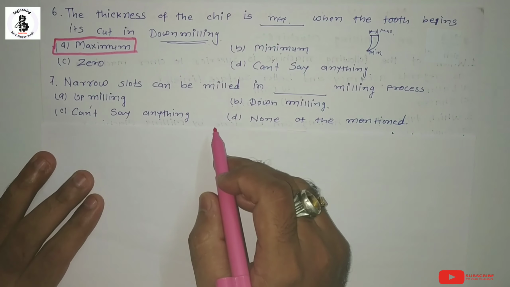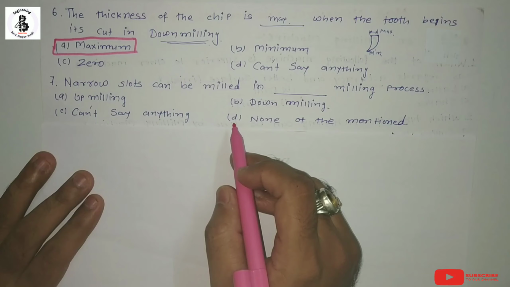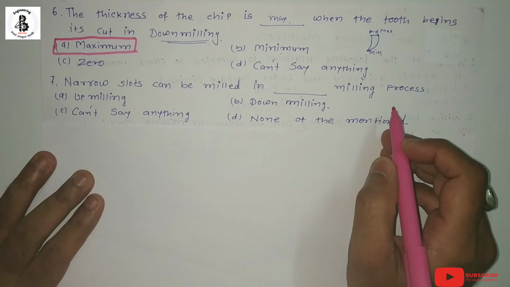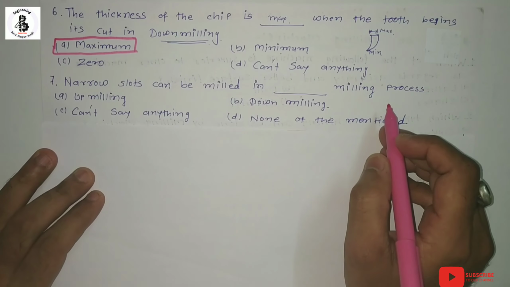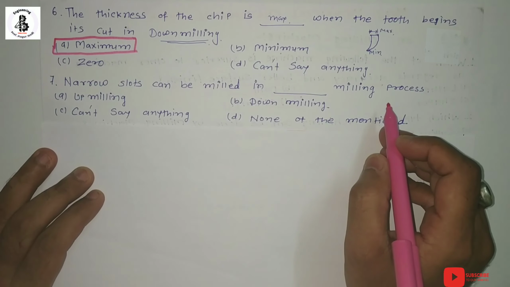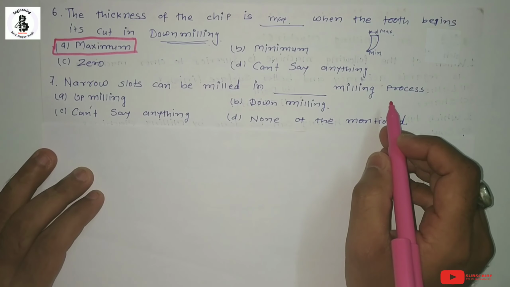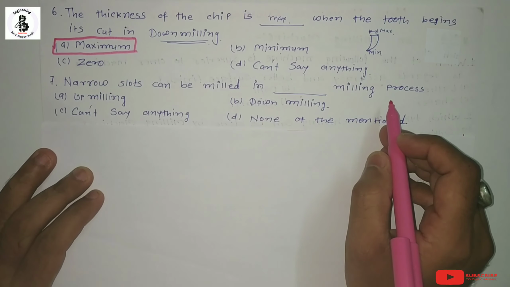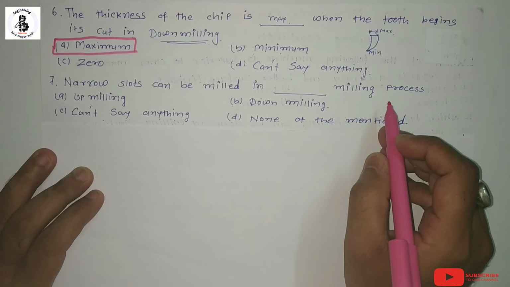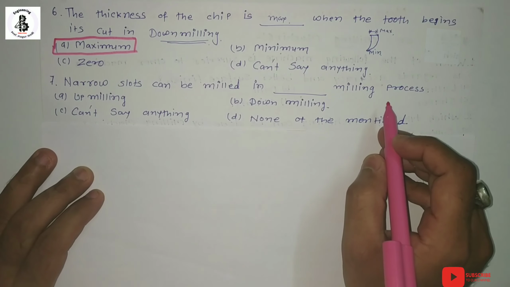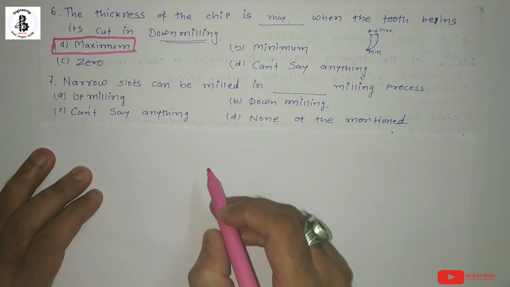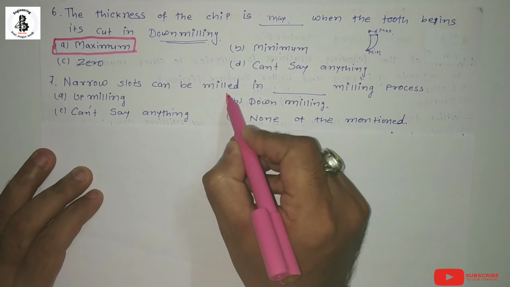So basically, for the down milling process, there is a requirement of a lesser amount of force, so you can easily cut the materials. In case of the chips, the maximum chip thickness begins initially, so initially there will be a requirement of a large amount of force, and that reduces gradually. So the most preferred method for milling narrow slots is down milling. So the option B.